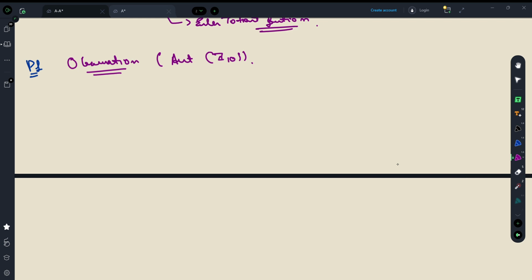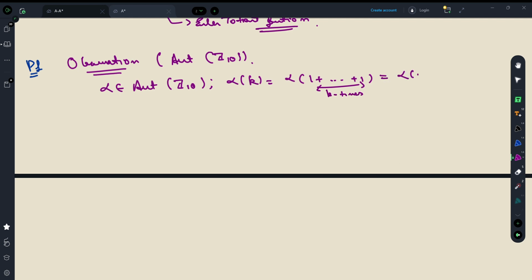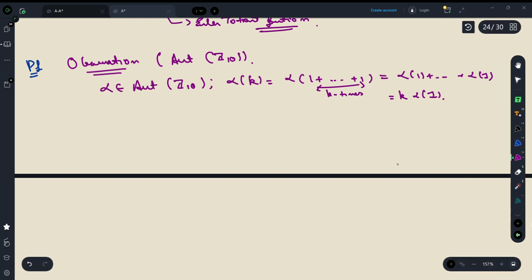Observation: let us talk about the group automorphisms on Z10. If I choose any element alpha from the automorphisms on Z10, then we know that alpha of k will get mapped to k times alpha of 1. Now this first statement is obvious for Z as well, because k can be written as additions of 1, k times. So then I can distribute this out. So it's alpha of 1 and so on till alpha of 1 again k times. So this gives you k times alpha of 1. Now this k was typically arbitrary, right? If I talk about simply integers, then k was an arbitrary integer.